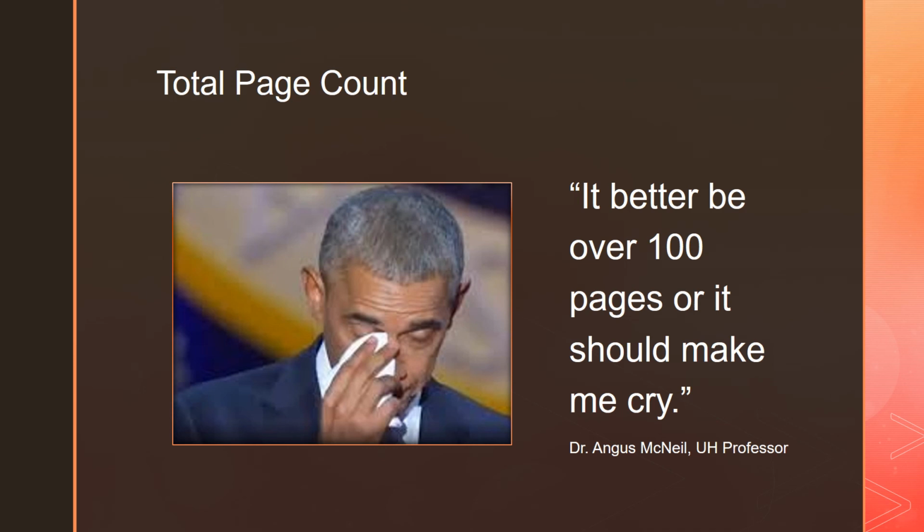One of my chairs was Dr. Angus McNeil. Yes, I went to University of Houston for my doctorate degree. And he said to me, it better be over 100 pages long or it should make me cry. The research should be so awesome that I am so overwhelmed that if it's under 100 pages, it's amazing. Typically, your paper needs to be at least 100 pages long.